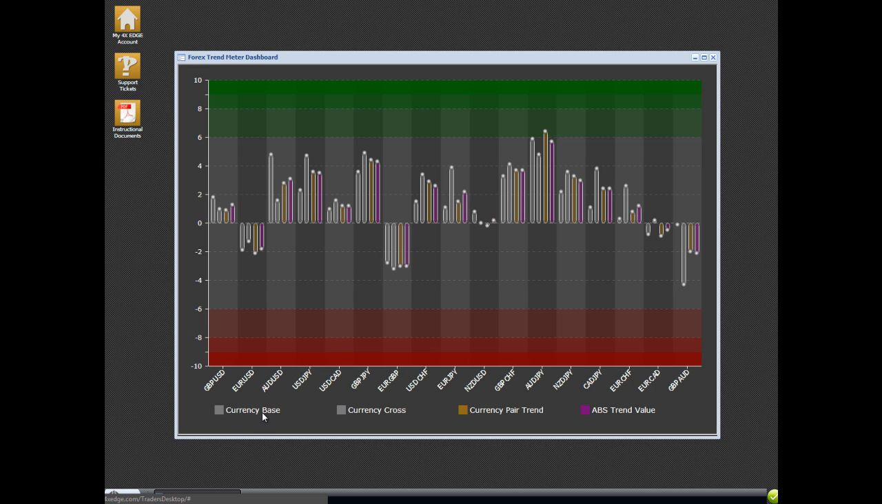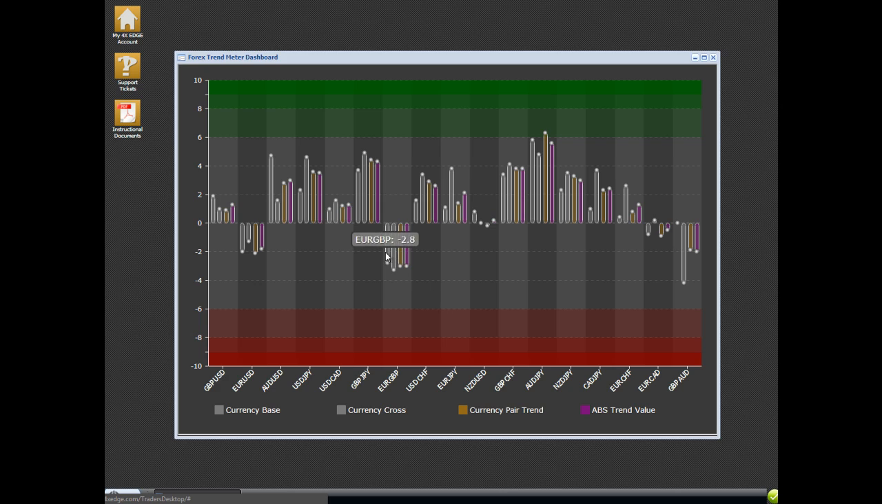You've got the currency base, the overall value for that base, the aggregate value. You're going to hear that word aggregate a lot in this movie, and I'll explain why. You've got the currency cross, right? So the base is the one on the left side, the cross is on the right side. So the base is the pound, the cross is the yen for this pair, the base is the euro, and the cross is the USD for this pair. And then you've got the currency pair trend, so the overall pair paired together. And then you've got the absolute trend value for that currency pair as well.